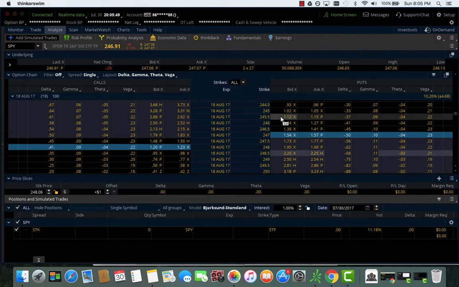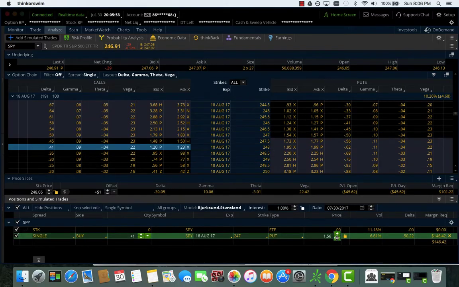So let's say this 247 put, right? And we're going to buy it for $1.56. This has a 23 Vega. So if the expected move over the course of the next year, which is implied volatility, goes up by $1, the price of this option will go up by 23 cents, right? So that's all it is. Not really a big deal, not really important for right now.